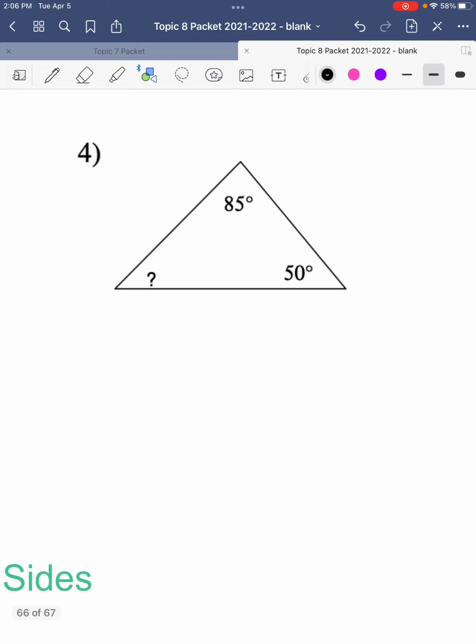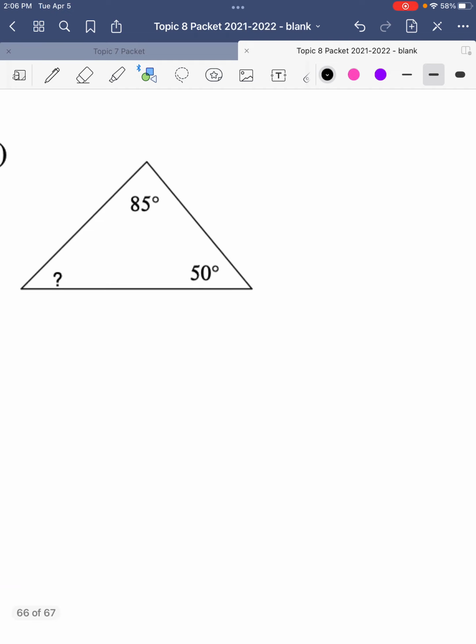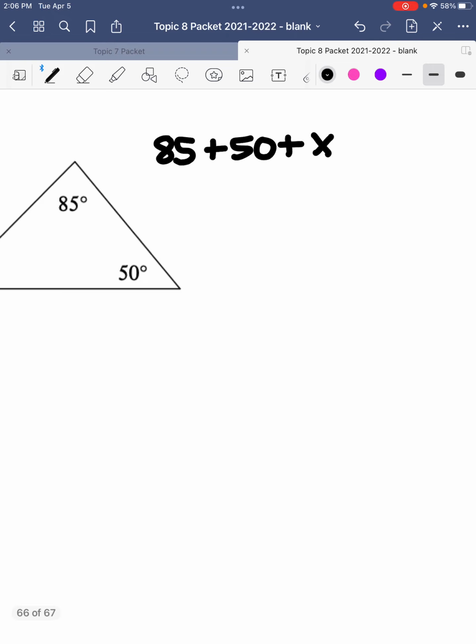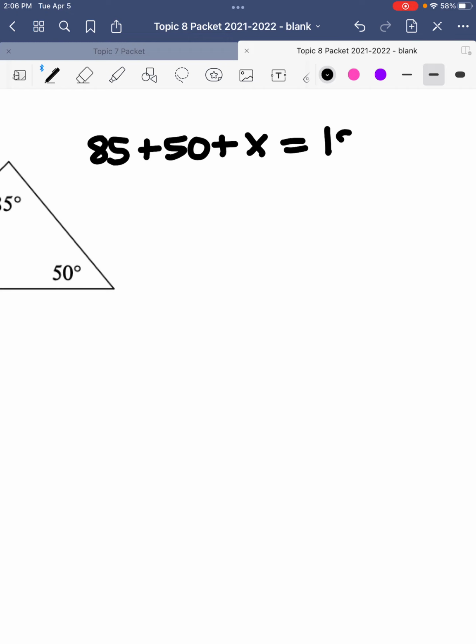Okay, number 4. So we're given 2 angle measures. We're missing 1. So I'll set this up the same way. Start with what's known. So 85 degrees plus 50 degrees plus I'll use X to represent the unknown angle. And all of that adds up to 180 degrees.